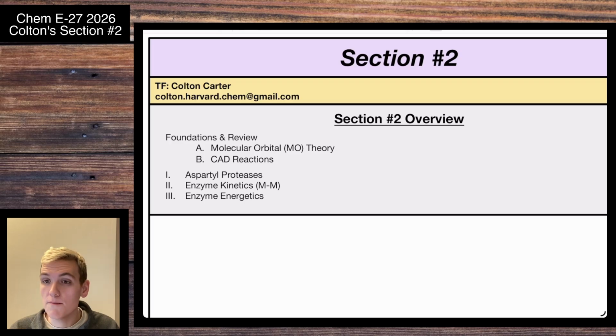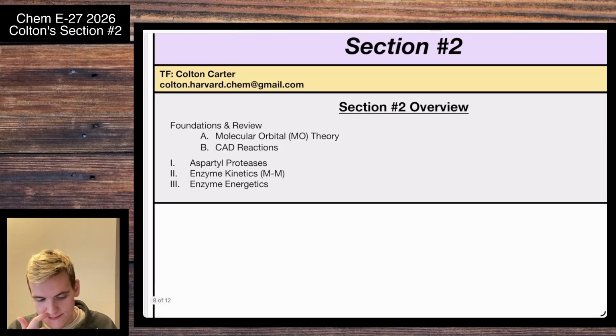So here we are. Game plan for today: we're going to start off with a foundations and review section, specifically to help support us for mechanism, because largely that will be the bulk of the course going forward. We're going to have one more topic that's a little more kinetic-y, energetic-y after this, which has to do with enzyme inhibitors. But largely the rest of the course is going to be mechanisms, building on that. I really wanted to make sure we all get on the same page for these foundational topics, which are molecular orbital theory and curved arrow reactions.